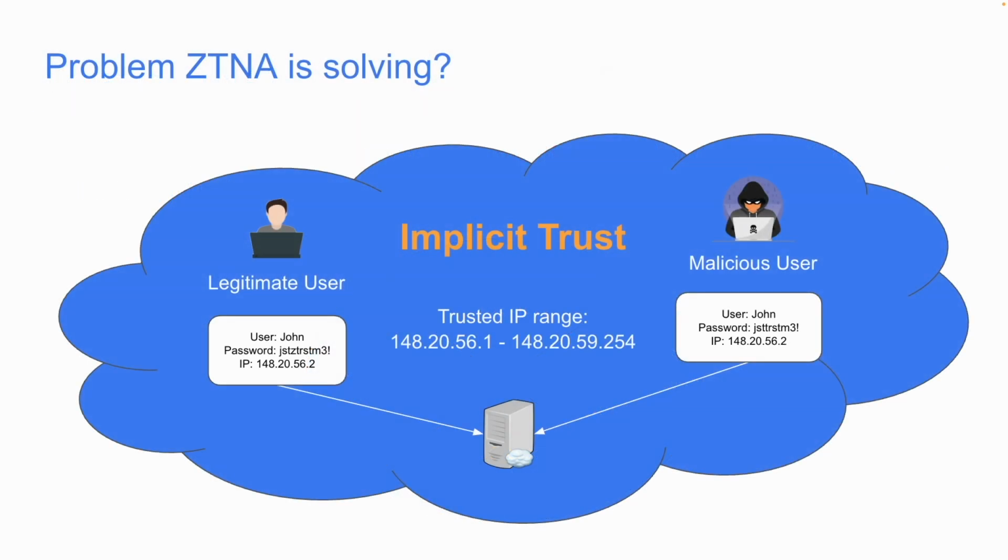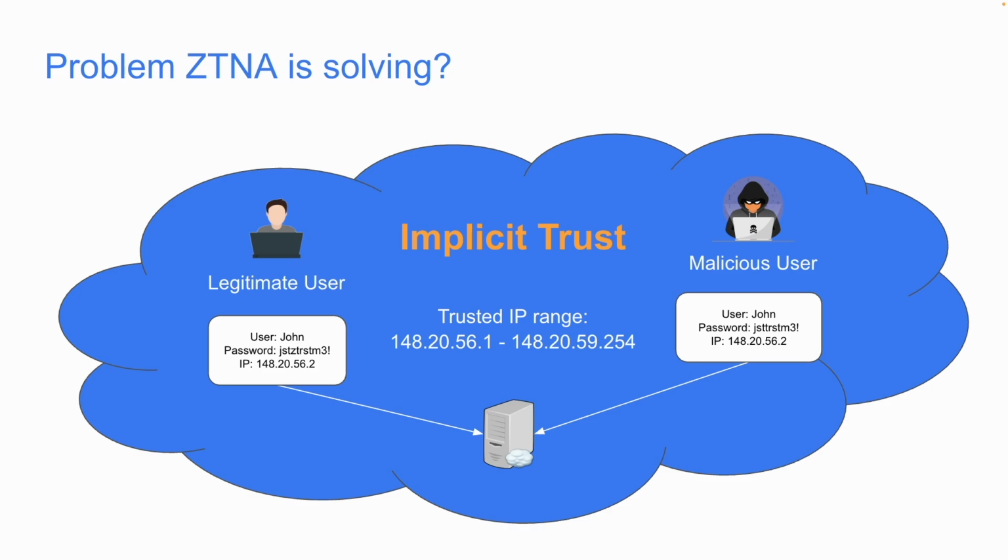Next, let's discuss what is the problem that ZTNA is solving. Traditional network security models operate on the principle of implicit trust, meaning that once a user or device gains access to a network, they are generally trusted and can move freely within it. This approach poses significant security risks, especially in modern IT environments where remote work, cloud applications and even hybrid infrastructures are very commonly used in daily routine.